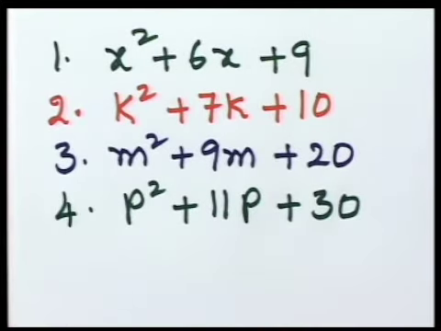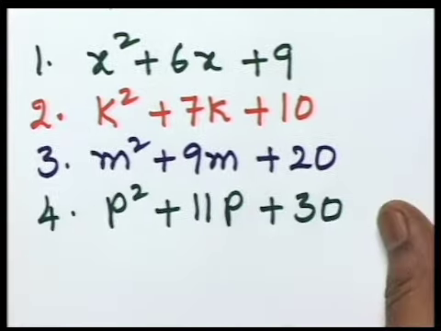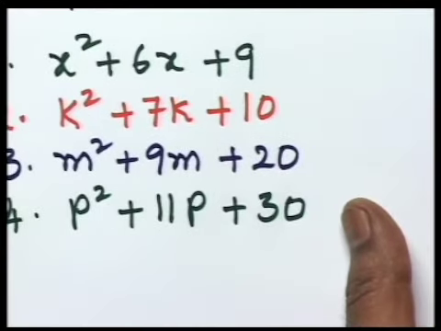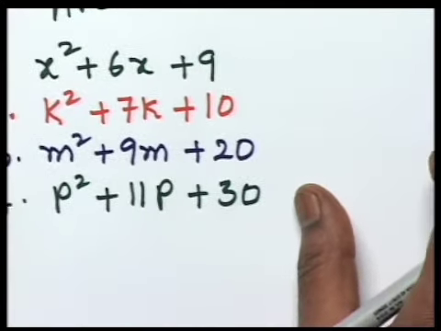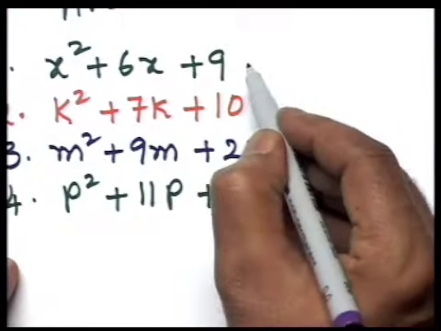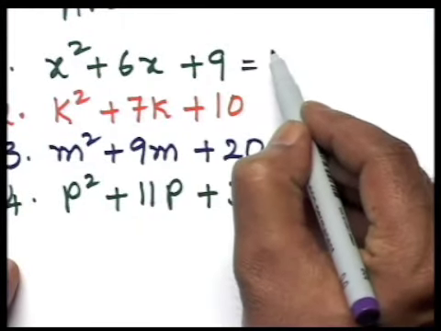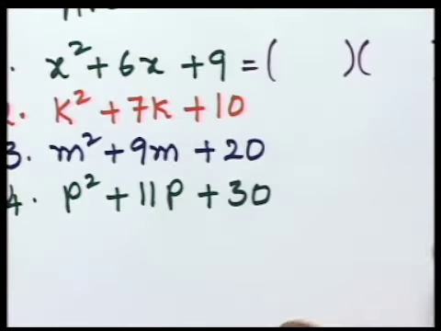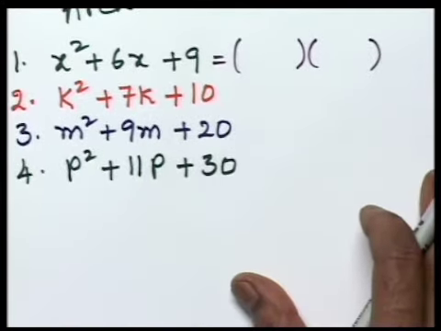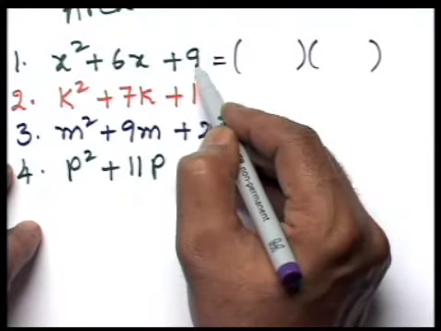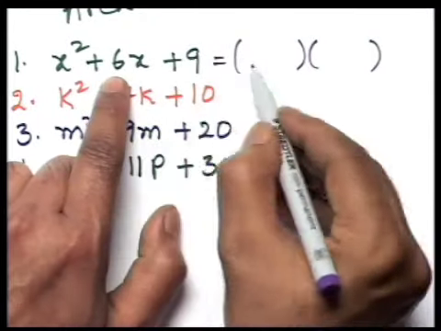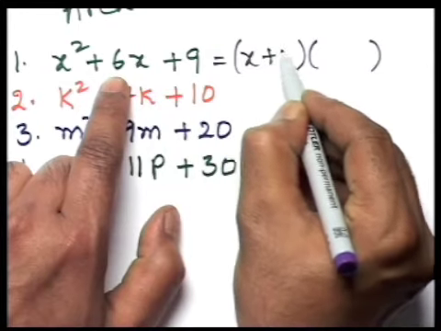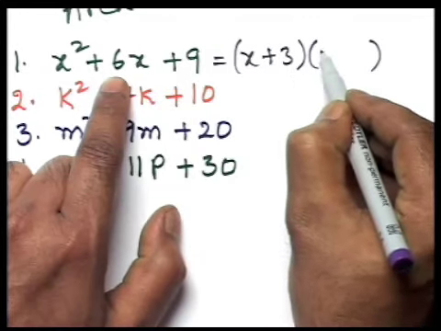Now, I'm going to give you the 2 factors. Okay, now this is how it is. The first one, question number 1, please. After you finish, then only you need to check. Got 2 factors there. 9's factors are 3 times 3, 9. 3 plus 3 will be 6. So that should be x plus 3 and another x plus 3.